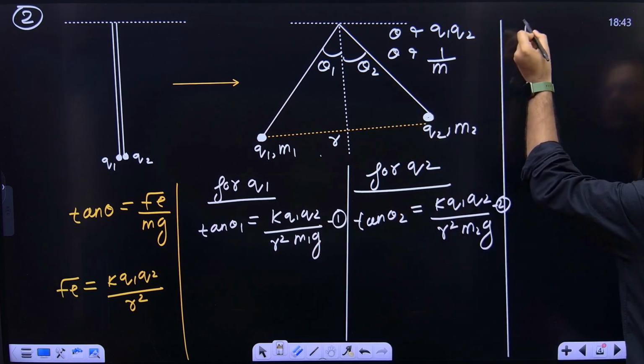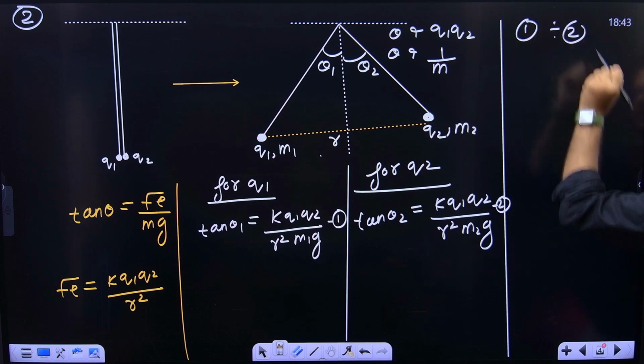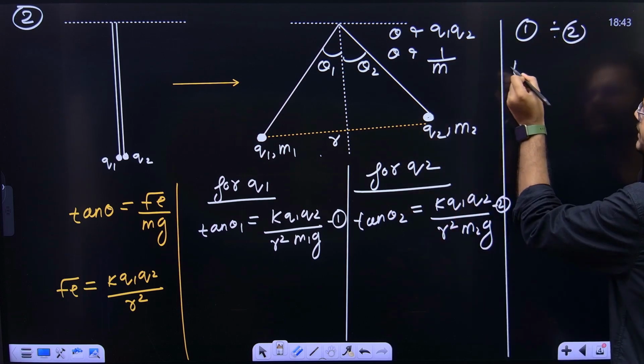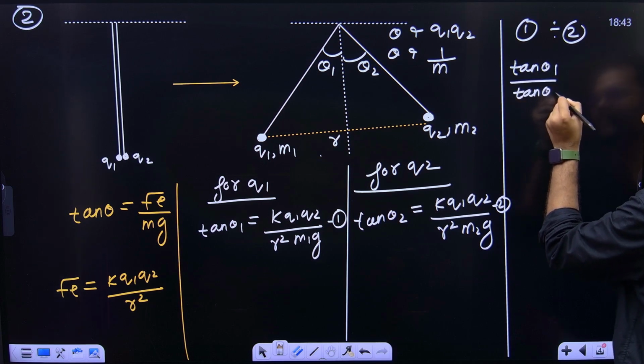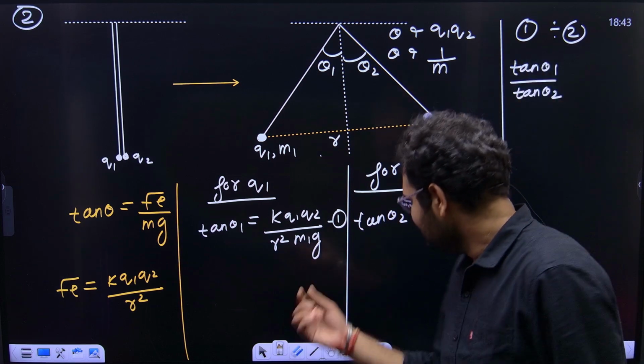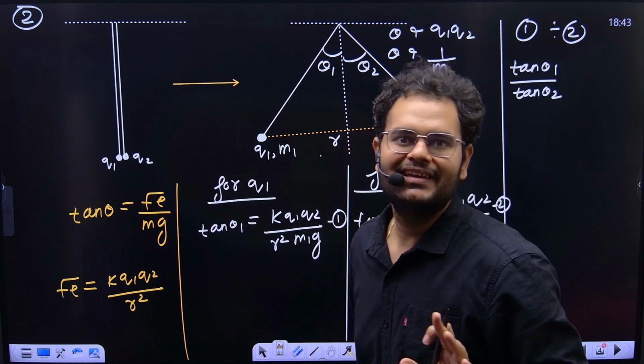Divide 1 and 2. Okay, 1 divided by 2, what will I get? So sir, 1 by 2 you will get as tan theta 1. Very, very important. You don't understand the importance of this. Okay, tan theta 1 upon tan theta 2. Is k q1 q2 cancelled? Yes sir, k q1 q2 is cancelled.